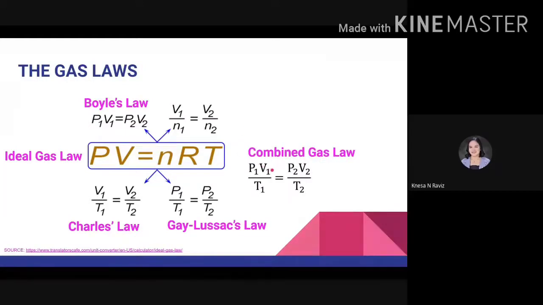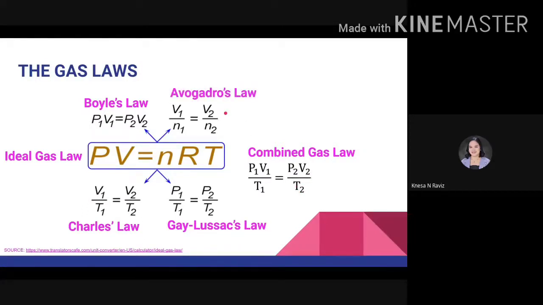If we combine Boyle's law, Charles' law, and Gay-Lussac's law together, we have this combined gas law equation: initial pressure times initial volume divided by initial temperature is equal to final pressure times final volume divided by final temperature.